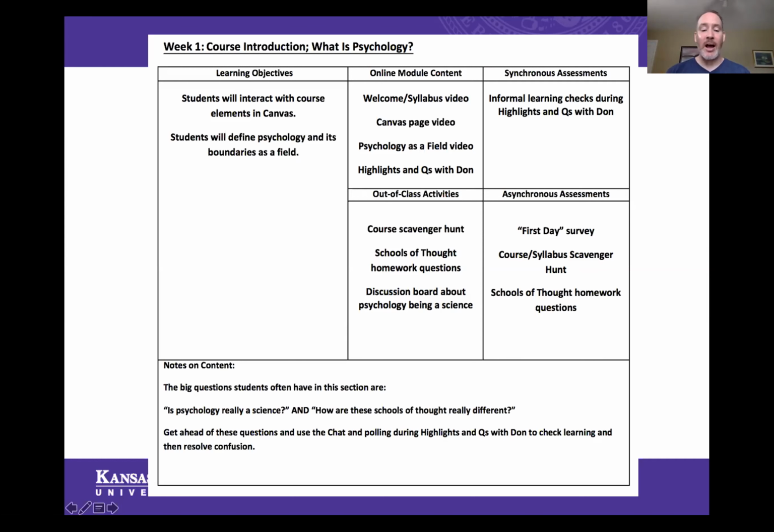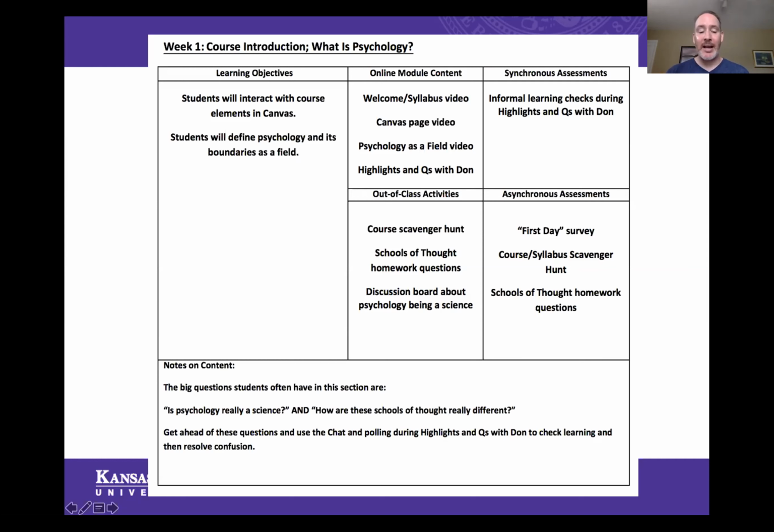I also now have the opportunity to write some notes for myself about the things that I want to keep in mind and make sure that I do a good job with that week. And this is in that content space at the bottom. So the big questions, having taught this course before, that students often have: is psychology really a science, and how are these schools of thought really different? These are things that I can proactively prepare myself for in getting these materials ready and in handling that synchronous session of the highlights and questions, because I'm expecting to handle these questions.